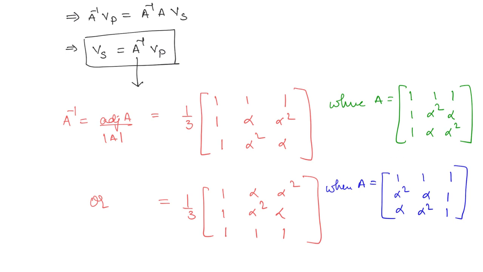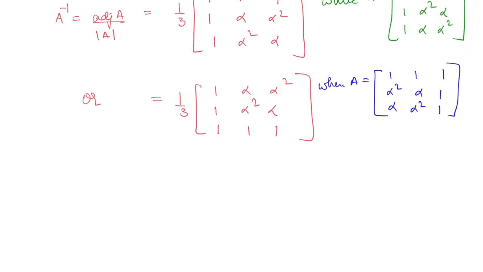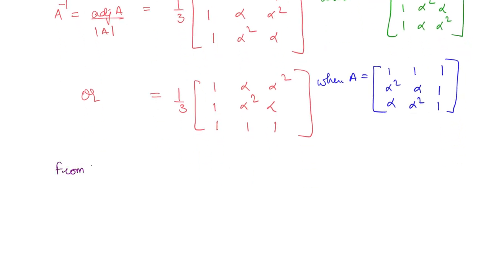Now from this equation Vs is A inverse Vp, what you are going to get are the symmetrical components of a single phase, right? Va0, Va1 and Va2. But what if we want the symmetrical components of other phases as well? So from the equation Vs is A inverse Vp, we get Va0, Va1 and Va2.